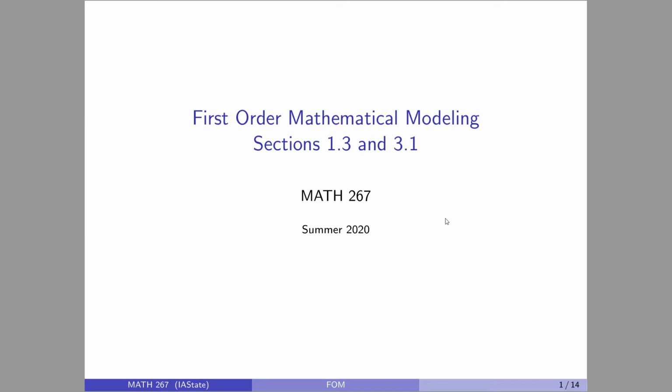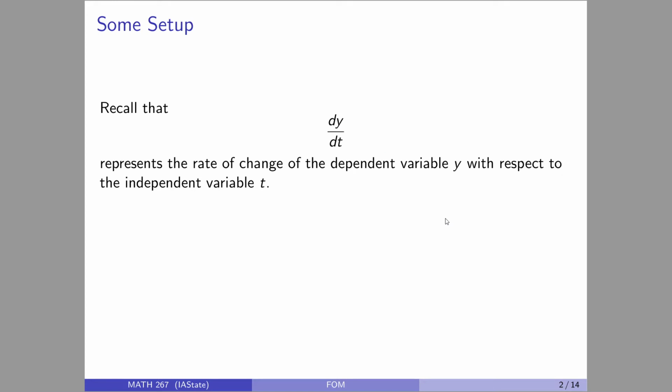Okay, so let's set some things up. Let's recall some things. Recall that dy/dt represents the rate of change of a dependent variable y with respect to an independent variable t. The dependent variable y is a function of t.